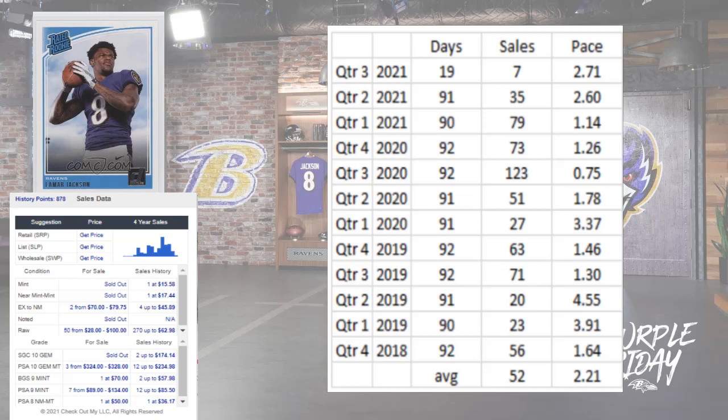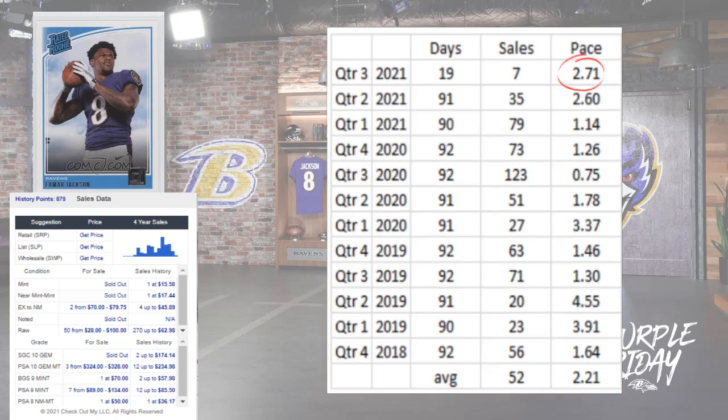We are currently in quarter 3. At the time of recording, we are 19 days into quarter 3, and there have been 7 sales of this card. So that puts this quarter's sales pace at 1 card for every 2.71 days. So we can estimate about 34 sales on this current pace by the end of the quarter. This initial look tells me that this card has a chance to sell within my 1 quarter timeline.